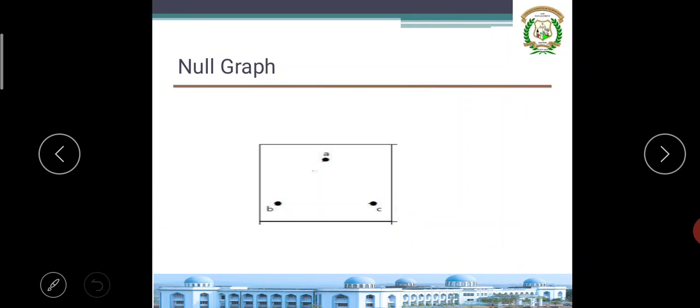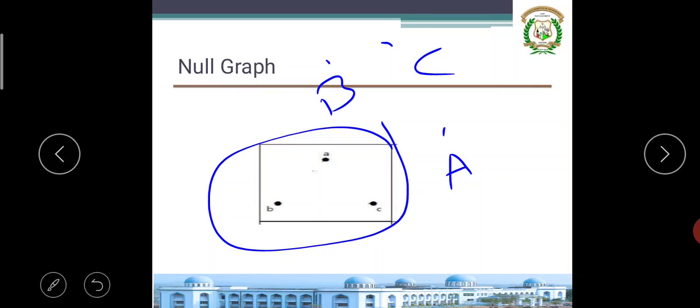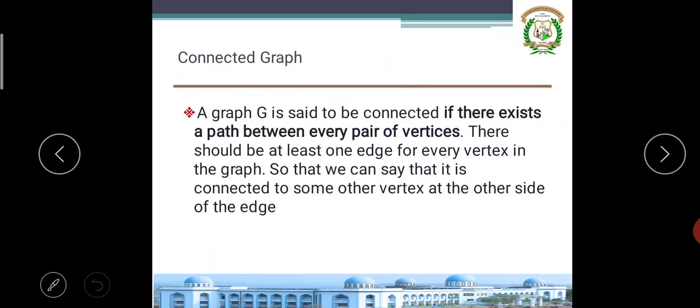Next is the null graph. A graph which contains no edges. If I write vertices A, B, C with no edges, this is a null graph. The graph definition says a graph has a non-empty set of vertices, and edges may be 0; at that time it is a null graph. Next is the connected graph.